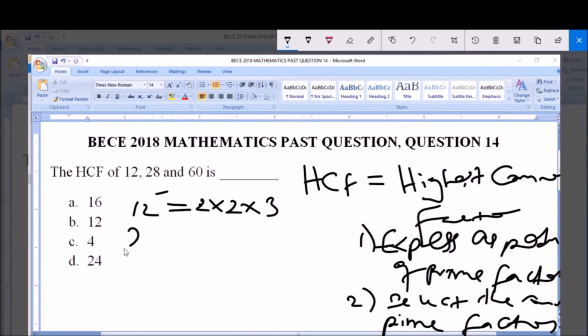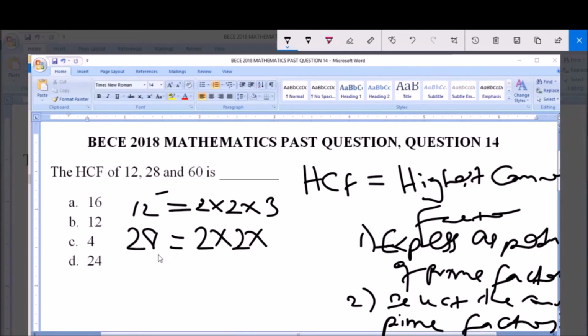The next is 28. Now we start with the lowest prime number, which is 2. 2 can go into 28, yes, 14 times. So we write 2, times. Now we're left with 14 here. 2 can still go into 14 7 times. We write down the 2, times. Now we're left with 7 here. 2 cannot go into 7.